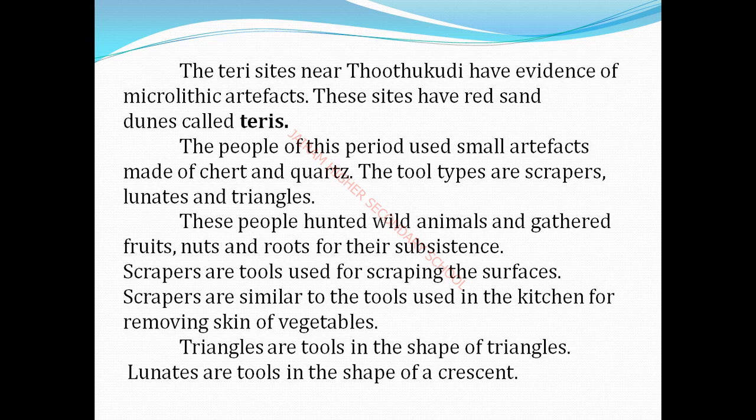Potato peeler. You take one potato, and when making chips you peel the upper layer of the potato. While peeling, that shape is called a scraper. And lunates are U-shaped, like a moon. It will be like this U-shape, and the triangle, you know, is this triangle shape.